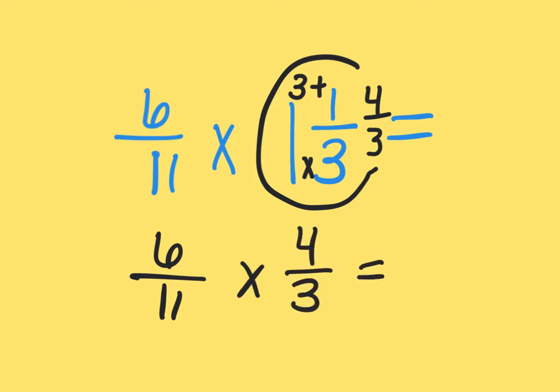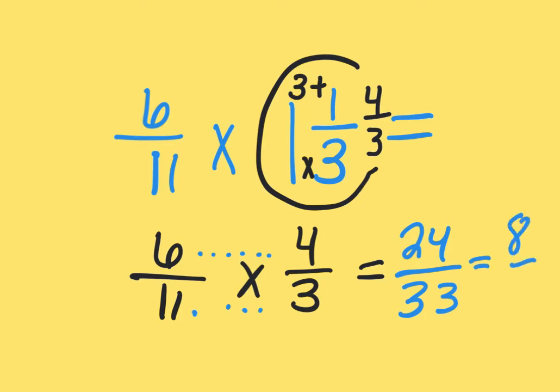To get my answer, I multiply straight across. 6 times 4 is 24. 11 times 3 is 33. And I noticed that 3 will go into both of these. 3 goes into 24 eight times, and 3 goes into 33 eleven times. So 6/11 times 1 1/3 is 8 over 11.